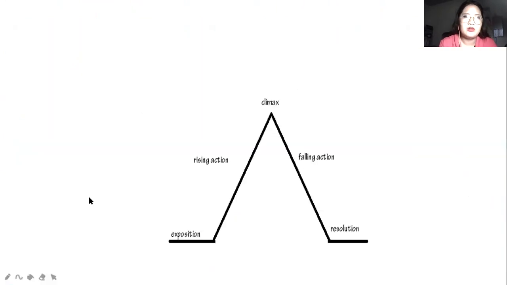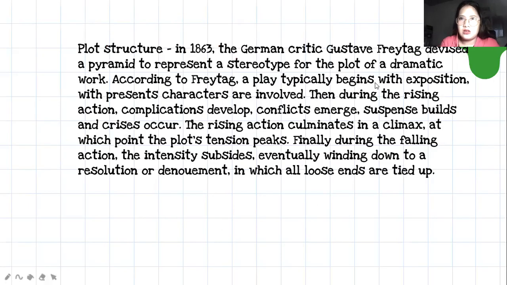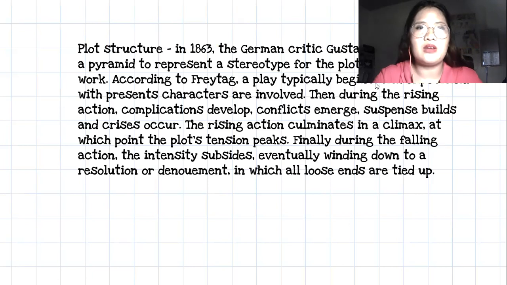So, itong pinakita ko kanina, this is Gustav Freytag's triangle. Ito yung plot structure ni Gustav Freytag na isang pyramid. This is usually a stereotype for a dramatic work.